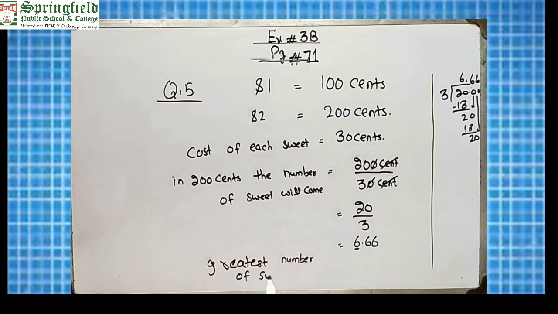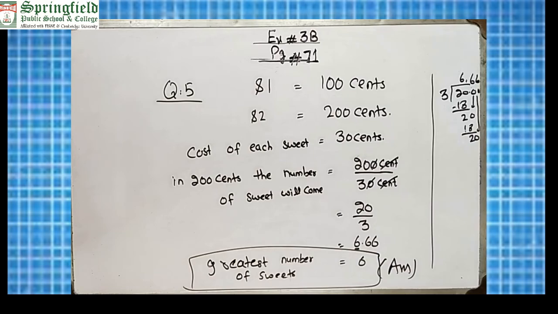The greatest number of sweets we can buy is 6, and this is your final answer. Fine.